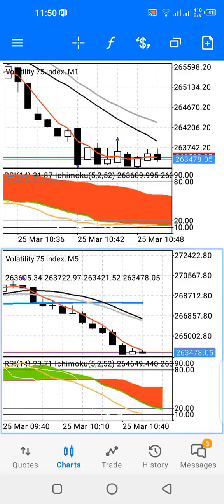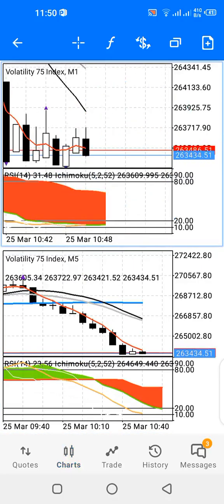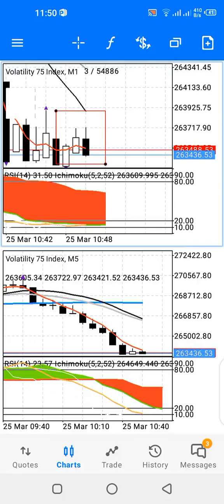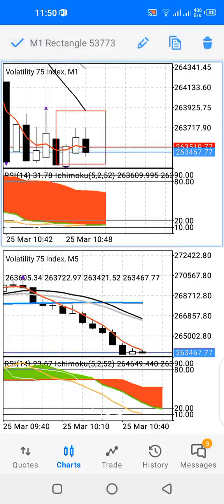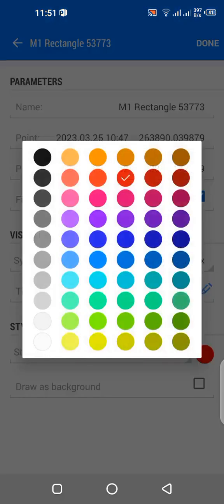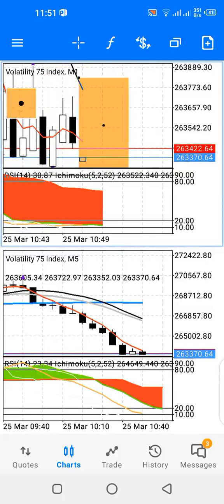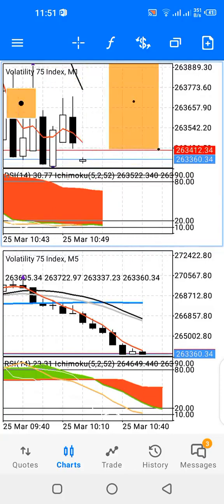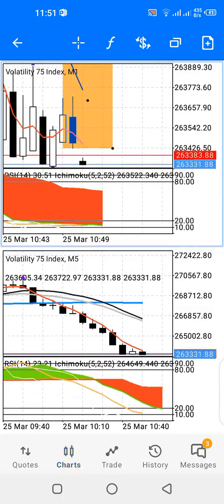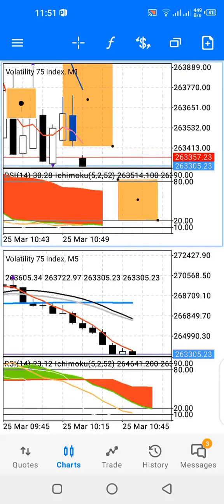The screen is divided into two windows. This is the upper window. Let me change this color. Now this is my upper window, and the upper window is divided into two windows. I have the main chart and I have indicator window one. So that's the upper window.